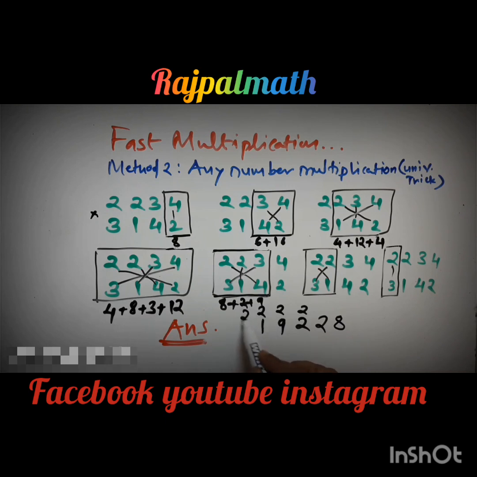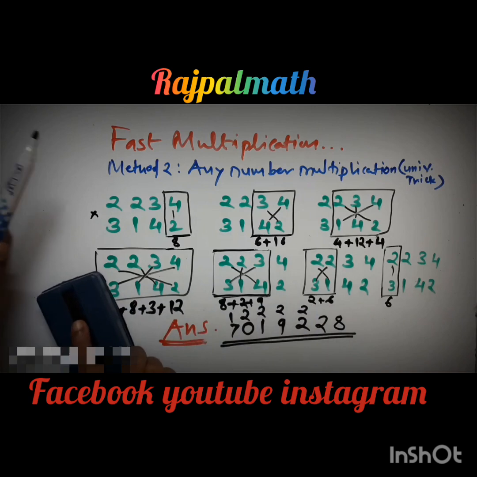21, carryover 2. So 2 into 1 is 2 plus 3 into 2 is 6. 6 plus 2, 8 plus 2, 10, carryover 1. 3 into 2, 6. 6 plus 1, 7. So my answer is 7019228. So any complex number you can multiply using this method.